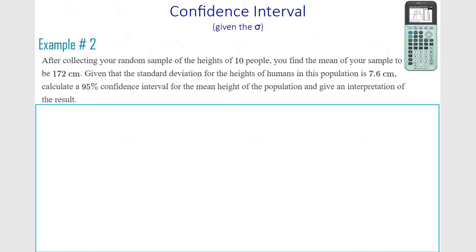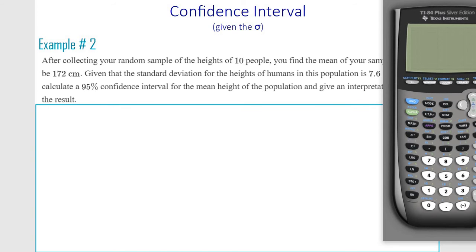Let's do an example. So you collect the heights of 10 people, you find your mean, and you know that the standard deviation for the heights of the population is this. Don't ask, you just have it, okay? Calculate a 95% confidence interval based on that. So you're given the standard deviation. So that's super nice because you just go to your calculator.